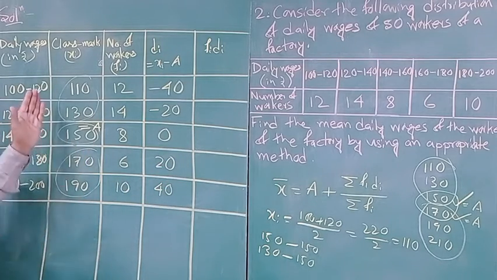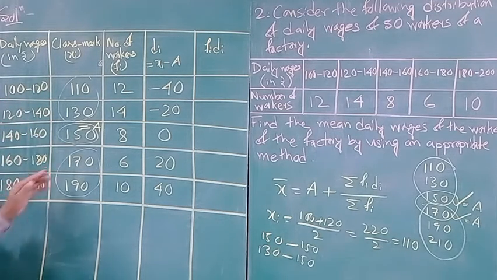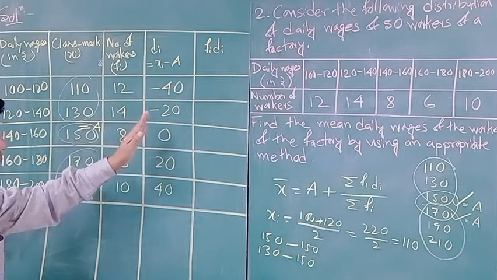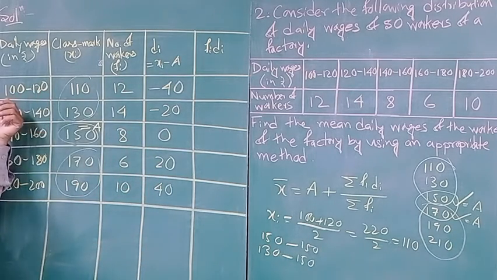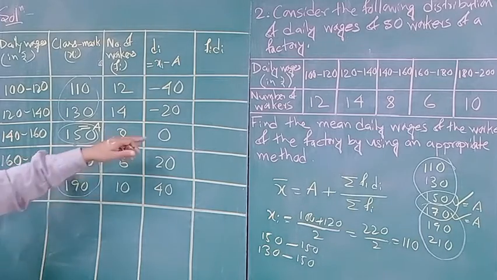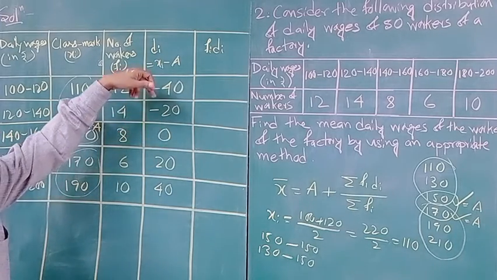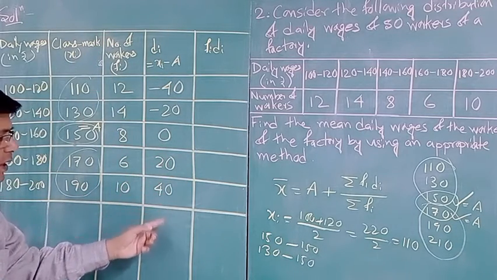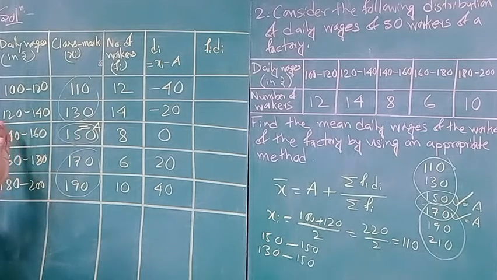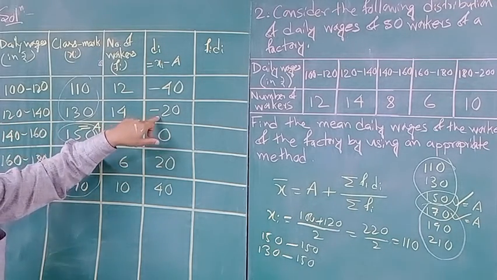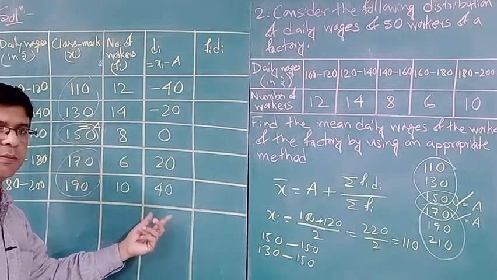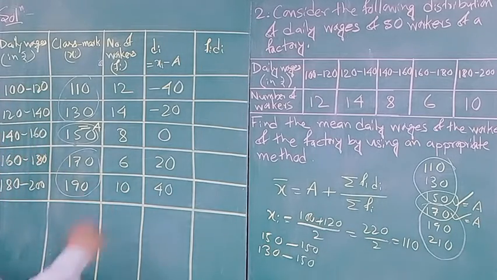If the class size is the same, what is the class size here? 20, 20, 20, 20. So if we go up from here, it will decrease by 20, and at the bottom it will increase by 20. If the class size were 10, then it would be like this: 0, minus 10, minus 20, minus 30, minus 40. Downward it is 0, then 10, 20, 30, 40. If the class size is 30, it will be like this: 0, minus 30, minus 60, minus 90. Downward it will be plus 30, plus 60, plus 90, like this.